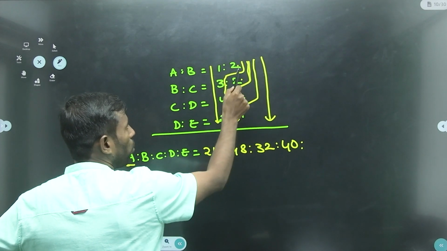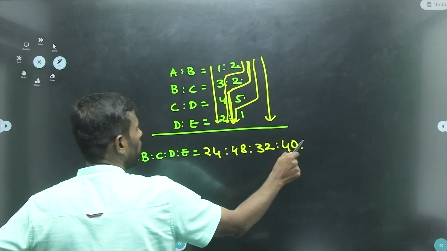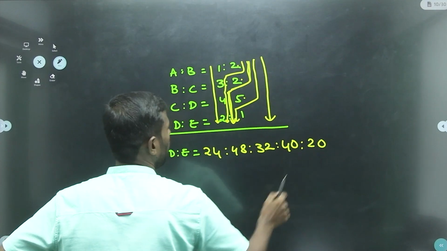D value, last column. 2 into 2 is 4, 4 fives are 20, 20 into 1 is 20.